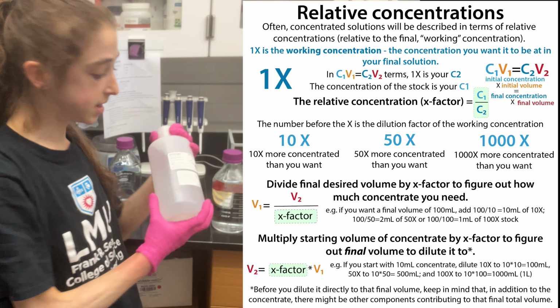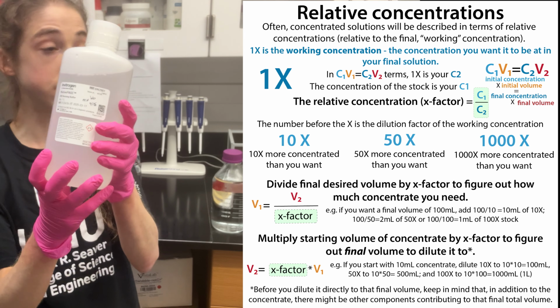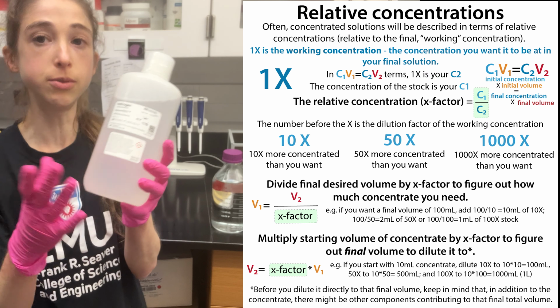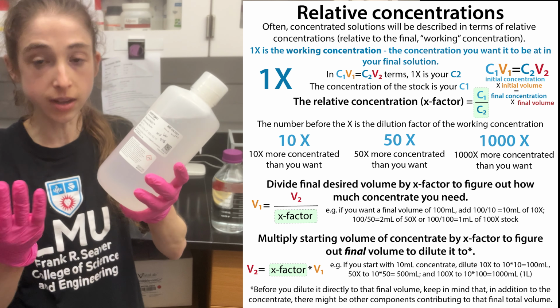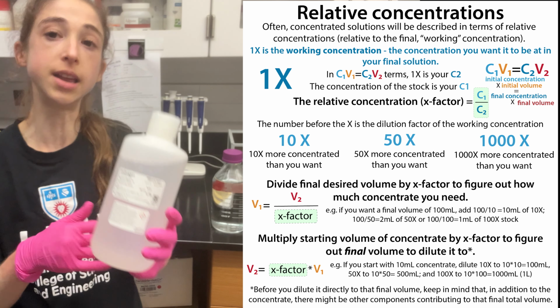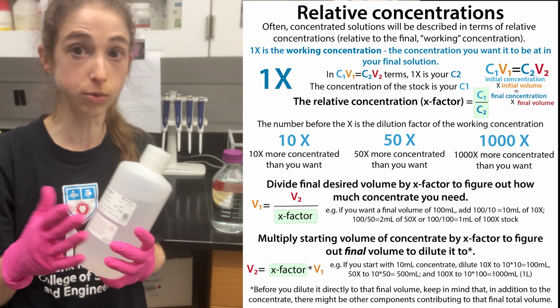And then you'll also see things like this one's 20X. So if we wanted a liter of the 20X, we do 1,000 divided by 20 and we get 50. And so we know we need 50 of this, and then to dilute it to 1 liter with water.